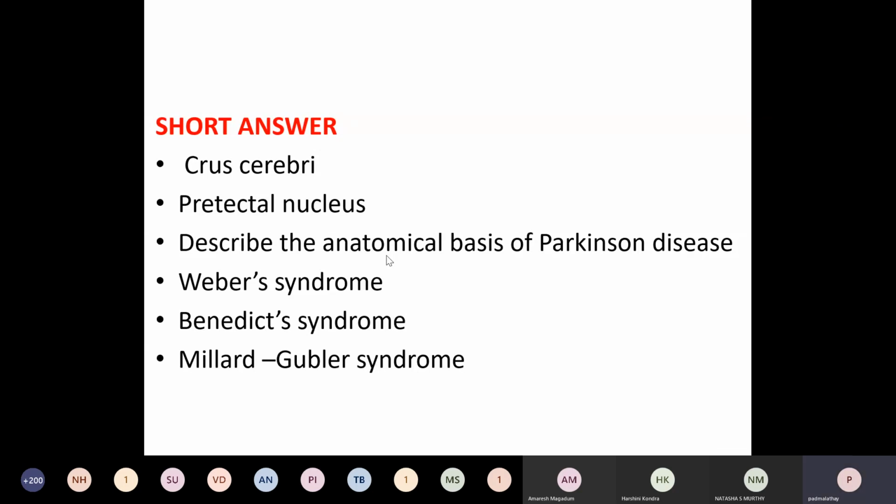Any other doubts anybody has? So these two sections are very important. Two sections of the pons, especially the section at the facial colliculus, and the two sections of the midbrain. Only the drawing can be asked as a short notes question. Draw a neat labeled diagram of the midbrain at the level of the superior colliculus, sometimes at the level of the inferior colliculus. So practice these two sections very clearly and properly.